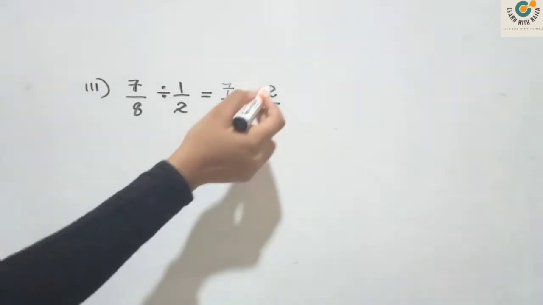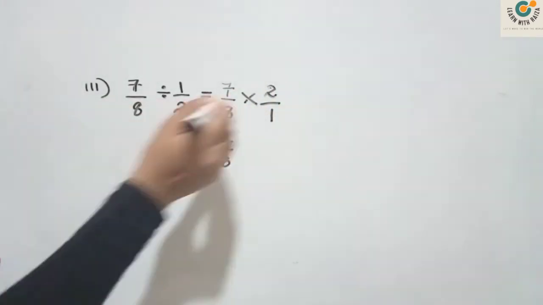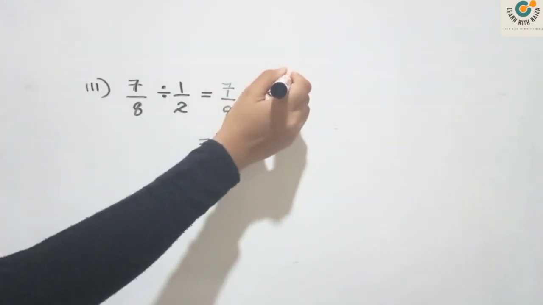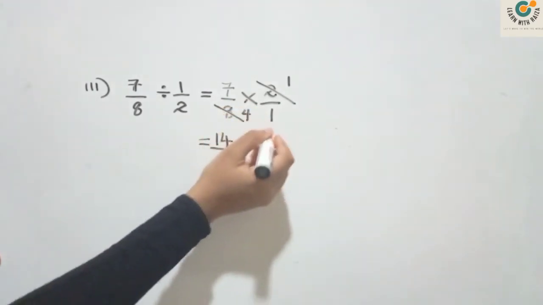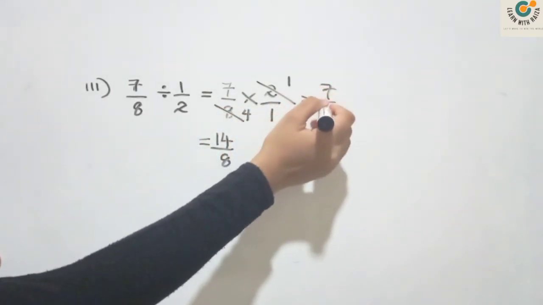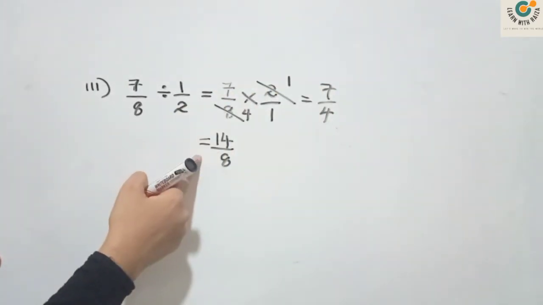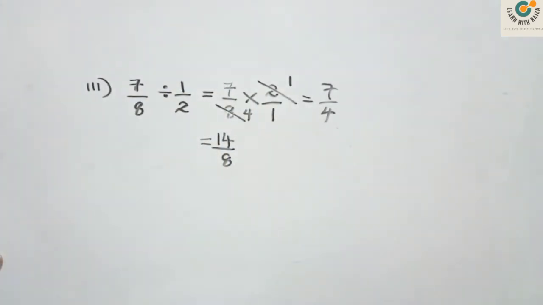Or else you can see 2 and 8 are multiples, so you can divide both by 2 times table. 2 divided by 2, 1. 8 divided by 2, 4. So the final answer would be 7 over 4. This is one method. And if someone didn't notice that, you can cancel afterwards.